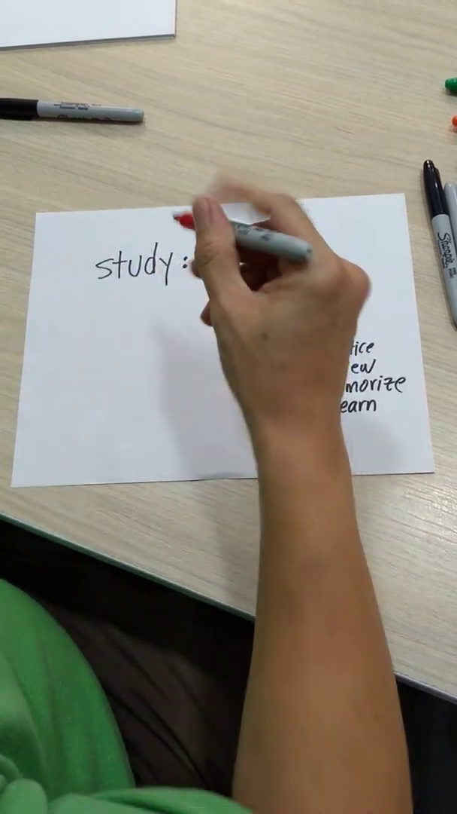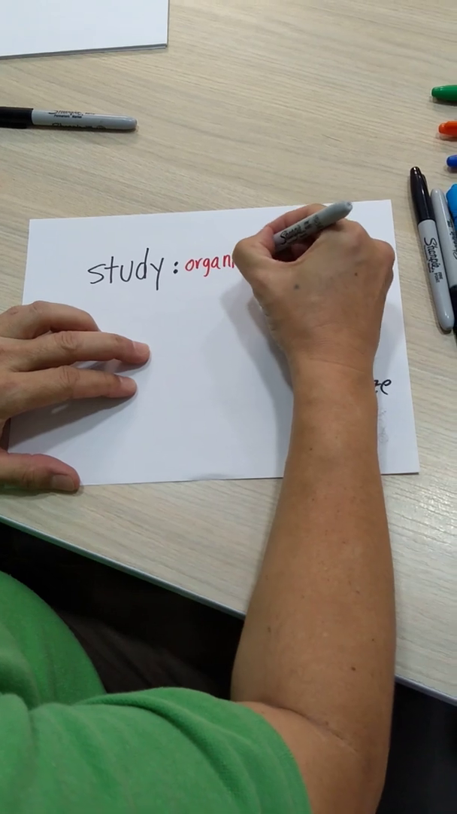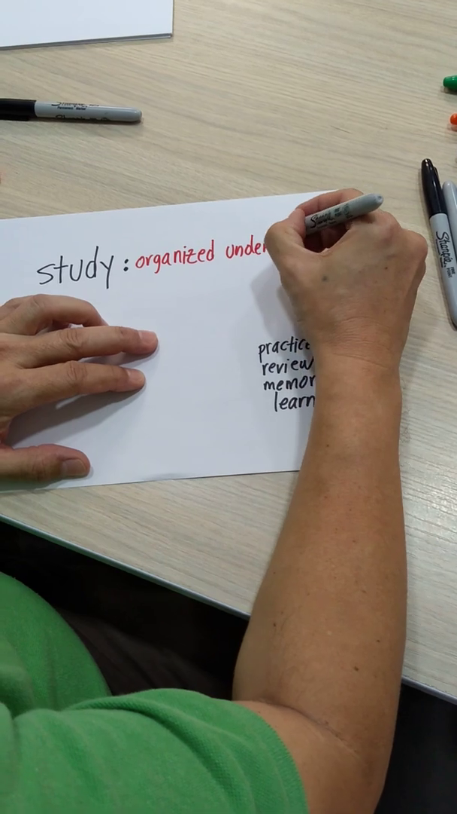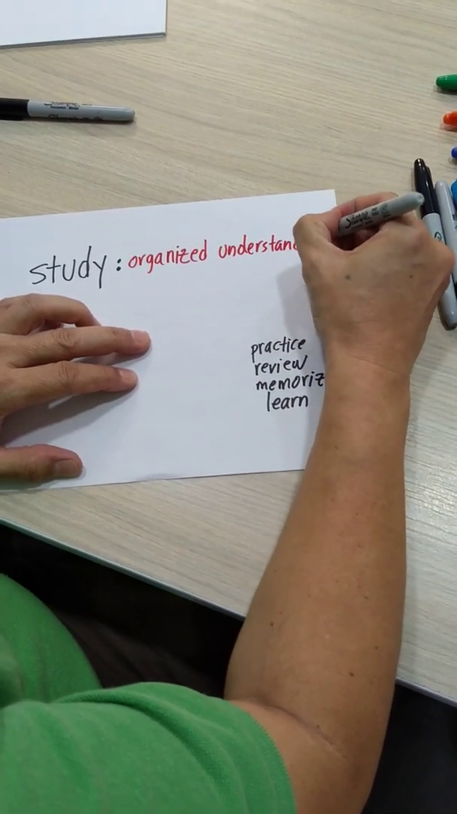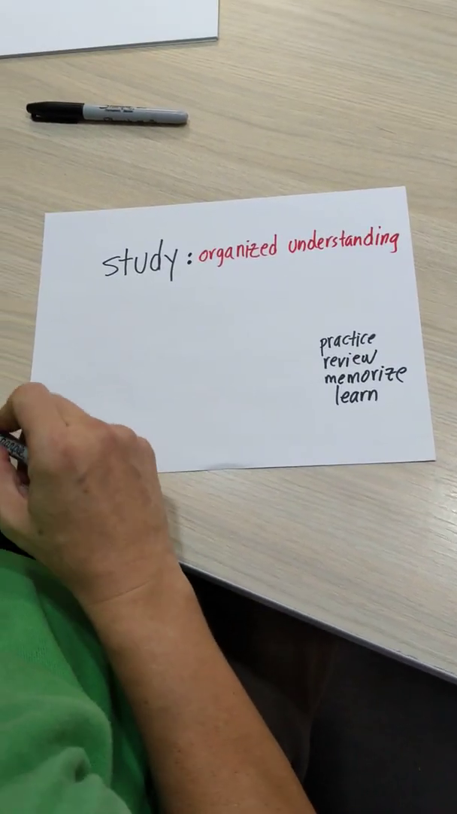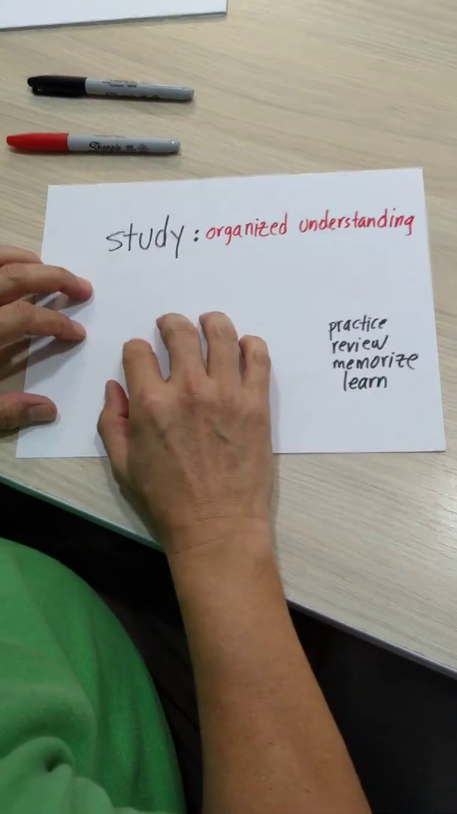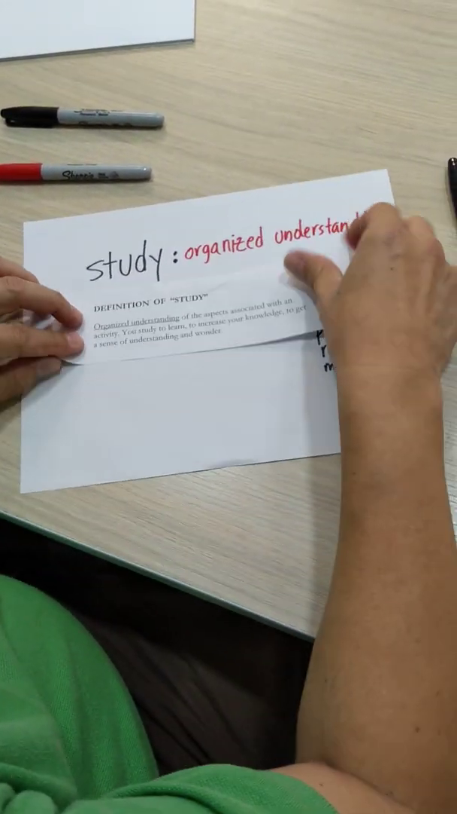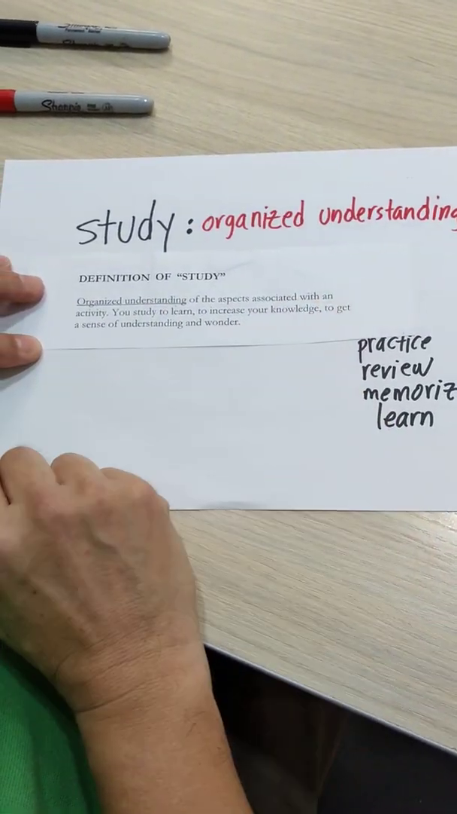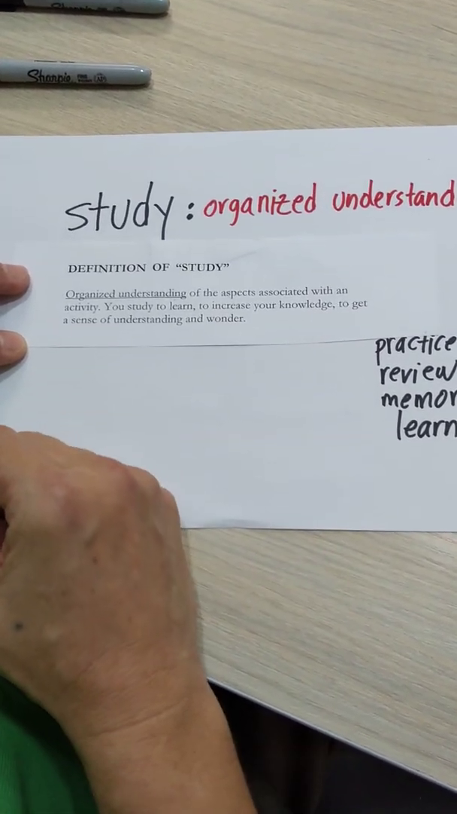is an organized understanding. One of my strategies to help students memorize words or definitions is that when I write the definition, I use 2 or 3 keywords only. The definition of study is really this: organized understanding of the aspects associated with an activity. You study to learn, to increase your knowledge, to get a sense of understanding and wonder.